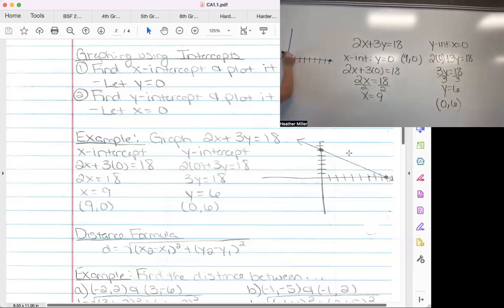So I'm going to come over here and go 1, 2, 3, 4, 5, 6, and I'm going to plot that point. Now I've plotted both my x- and y-intercepts, and I can connect them using a line. On MyMathLab, it's actually really nice. It will go ahead and graph that line automatically because you're using a line tool. Once you have 2 points, it just connects them.